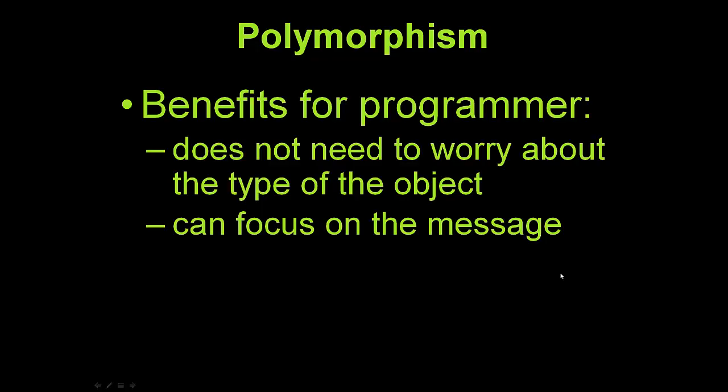Now, the benefit of polymorphism is that the programmer doesn't need to worry about what type of object. He just takes the object, shoves it into the method, and it takes care of the thing, right? And now the programmer can just focus on the message, on what to do.